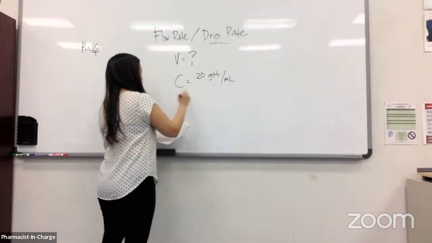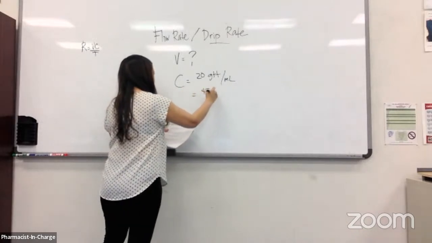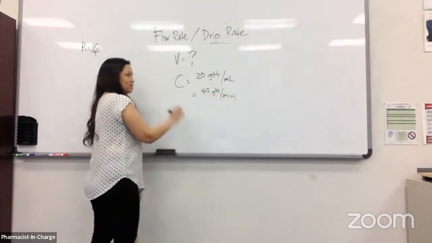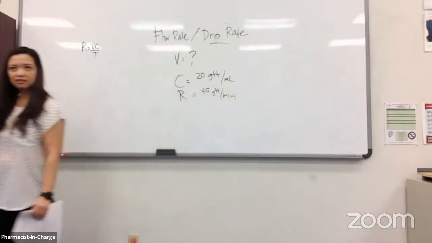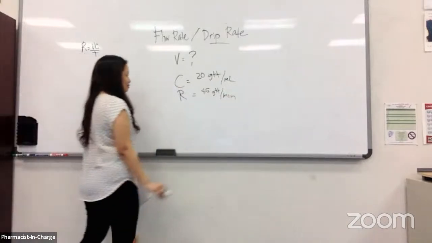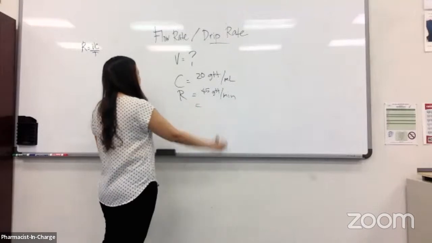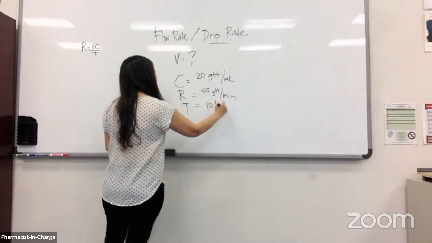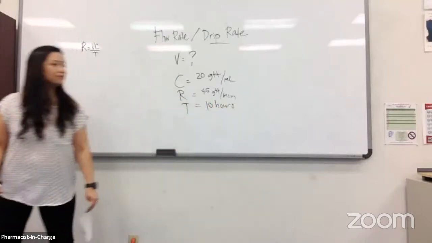45 drops per minute. What is that? Rate. Drops per minute sounds like speed, right? How fast it will flow or drip. That's your rate. And then there's another one I can see. What is it? 10 hours.